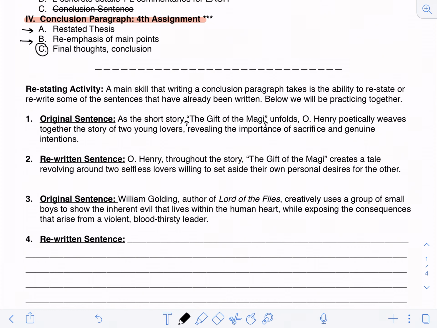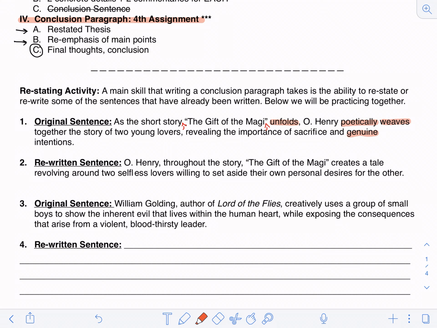What I like to do when we're in class is to point out stylistic words and have you guys use a thesaurus to look up other options. So we have the verb unfolds. We have the adverb poetically. Another verb, weaves. And then I feel like sacrifice is not a style word, but genuine intentions is, because depending on how you describe intentions, it has completely different meaning.